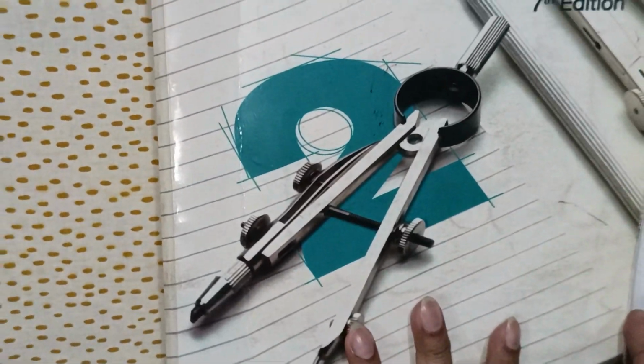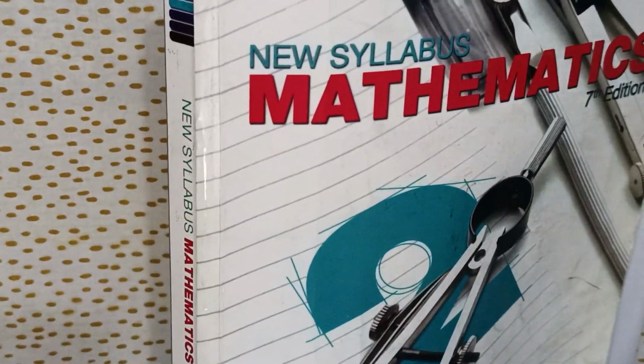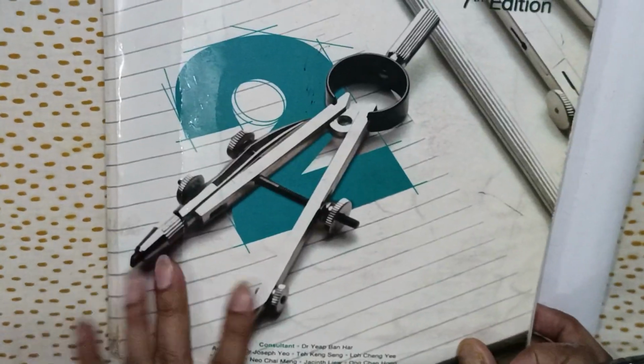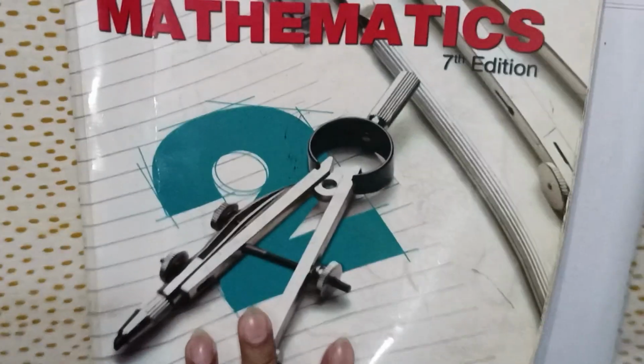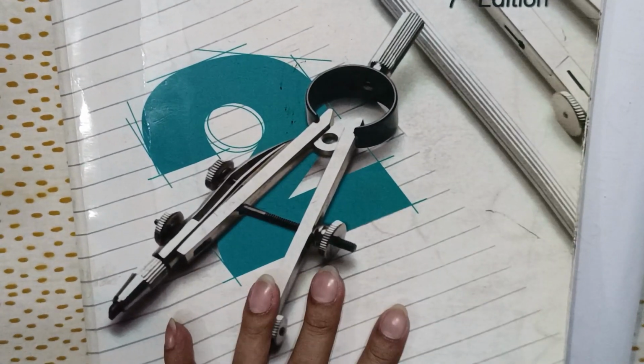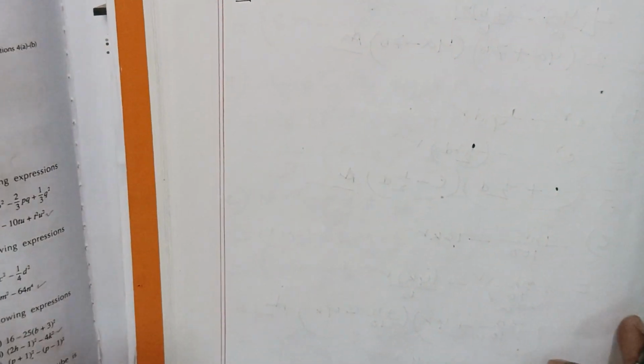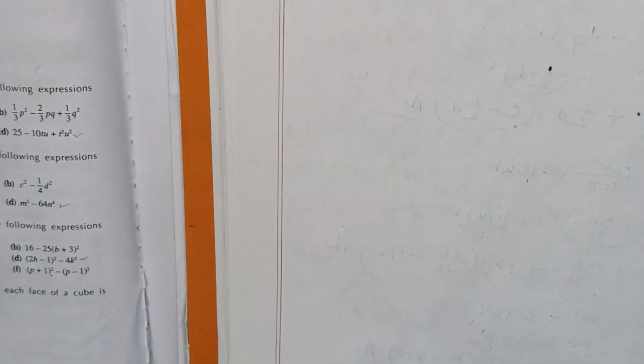So today we will do exercise 4C number 8 and 9, intermediate level. Actually, you all know I am following this book: New Syllabus Mathematics 7th edition, Mathematics 2, Grade 7. At Excel and Cambridge everyone follows this book. So let's start today's class.